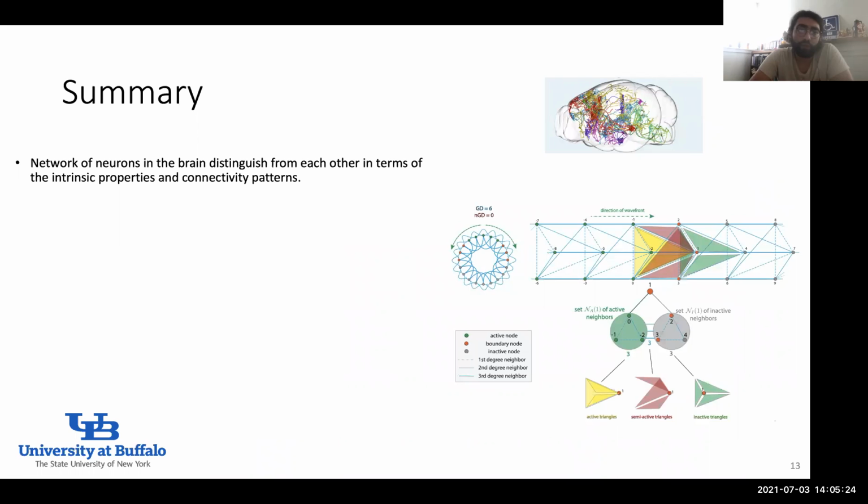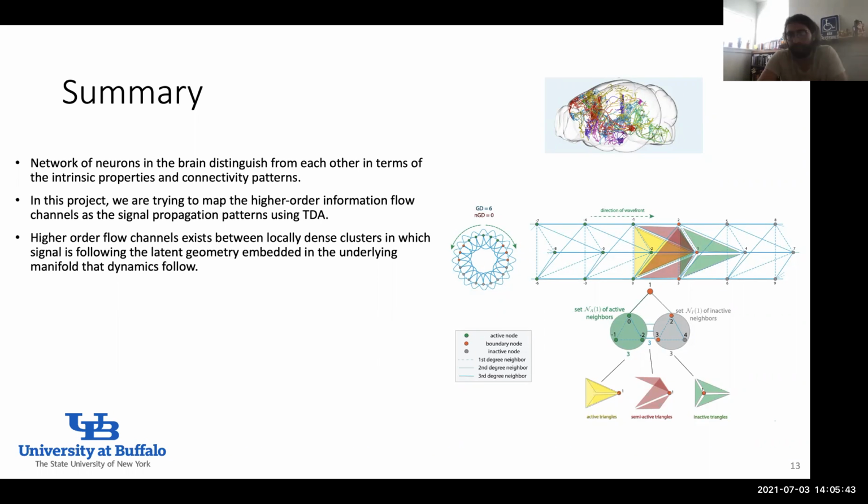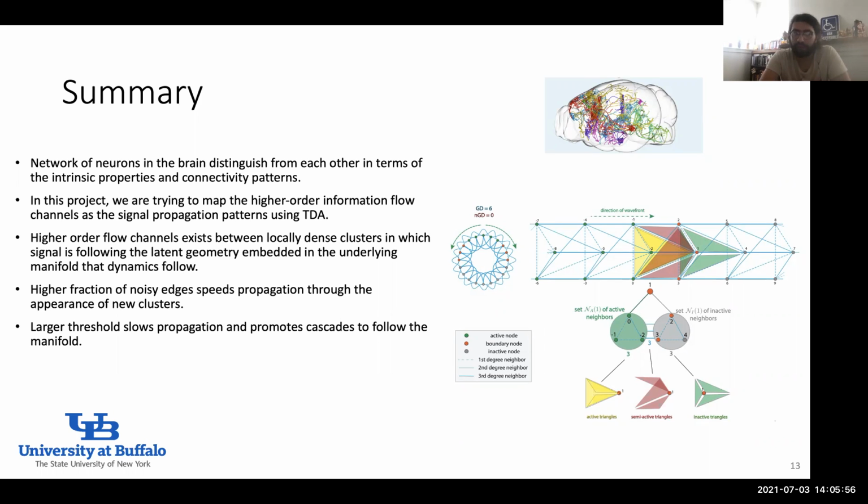So in short, networks of neurons in the brain distinguish from each other in terms of intrinsic properties and connectivity patterns. In this project, we are trying to come up with a theoretical framework for higher order information flow channels as signal propagation patterns using TDA. Higher order flow channels exist between locally dense clusters in which signal is following the embedded geometry, and a higher fraction of noisy edges speeds propagation through the appearance of new clusters, and a larger threshold slows propagation and promotes cascades to follow the manifold.